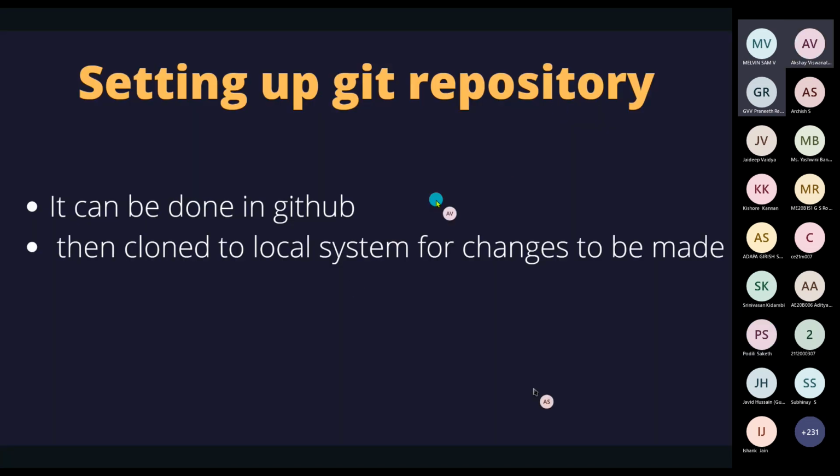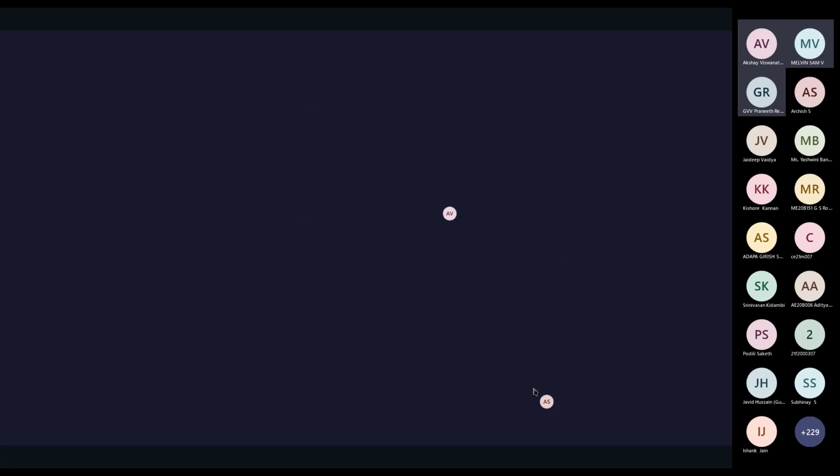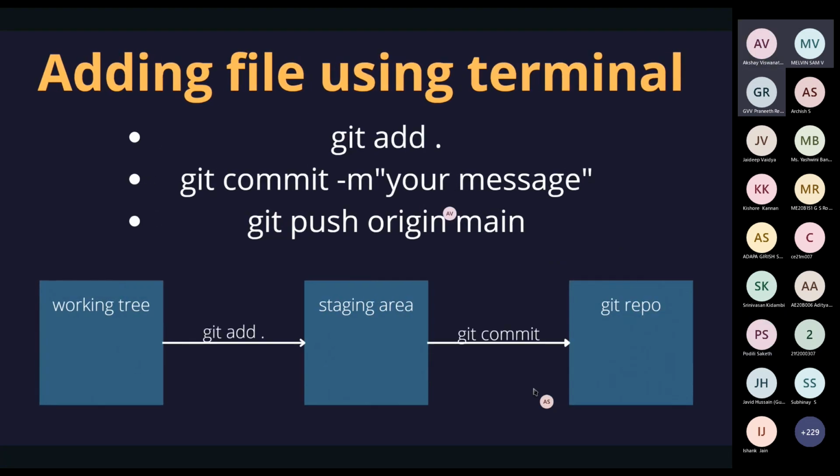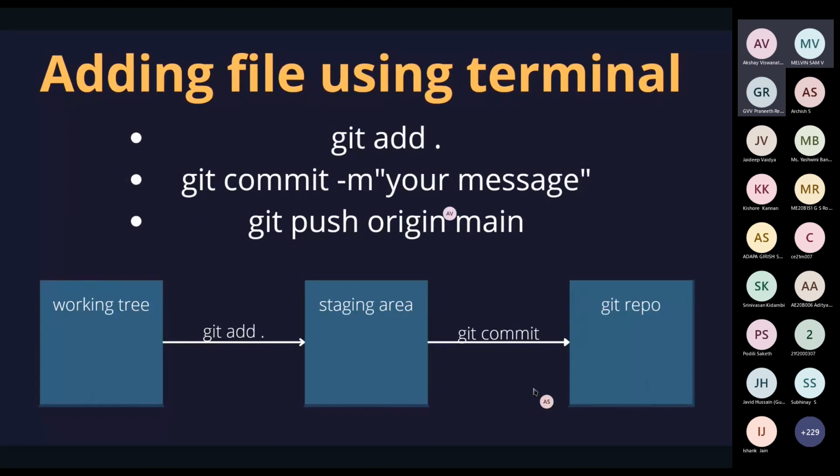So, clone to the local system for changes to be made. The git add command will take the changes that you made in your working tree, which will be on a local system, and the changes from the working tree will be added to the staging area. After it gets added to the staging area, you can directly commit it to your Git repo.